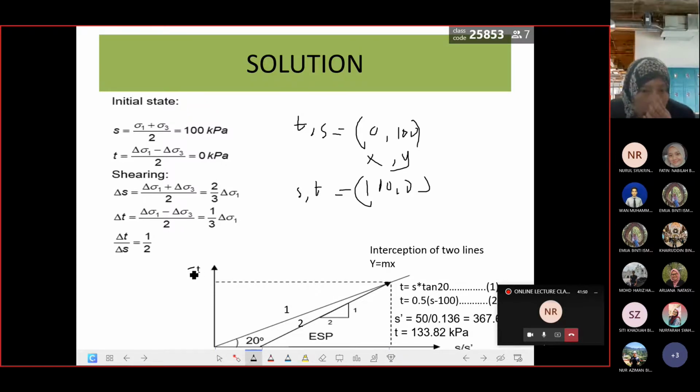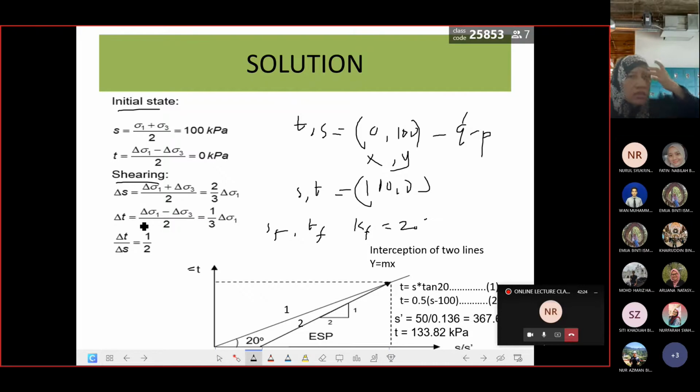If we look at this one, T can also be presented in the Q and P path. Q is the deviatoric stress, P is the mean stress. Okay, what is the value for shearing? Because the question asks what is S at final, what is T at final. How do we get that? First, we need to know the gradient of the final line. Here they have told us the gradient of the final line is 20 degrees. Before that, you need to know what the initial state is, what the shearing state is. Okay, this shearing state we rearrange in its terms.